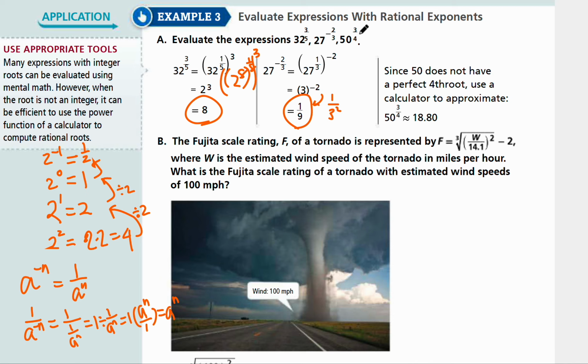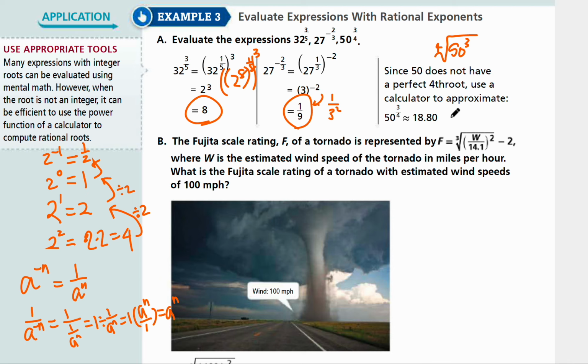And then 50 to the power of 3 over 4. 50 doesn't have a perfect fourth root, so you can just rewrite this as the fourth root of 50 to the power of 3, or you can approximate. It's going to be about 18.8 if you use a calculator. So sometimes you don't have an exact answer like that, and you may need a calculator.